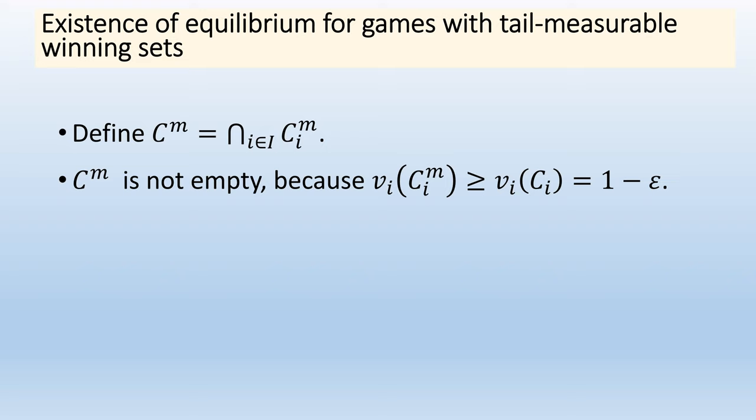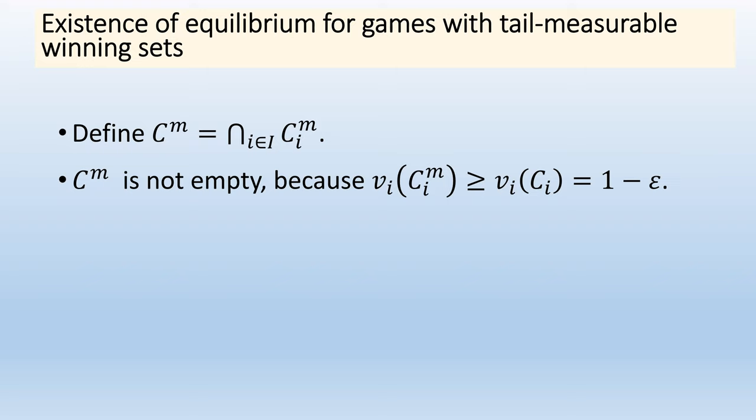When we look at CM, we can use a finite game to say that it needs to be non-empty. It cannot be empty, because if each player can have a probability of at least one minus epsilon to get into CIM when they all use the equilibrium in the finite game, then these events have a non-empty intersection. So there has to be some play in this intersection, in this CM.